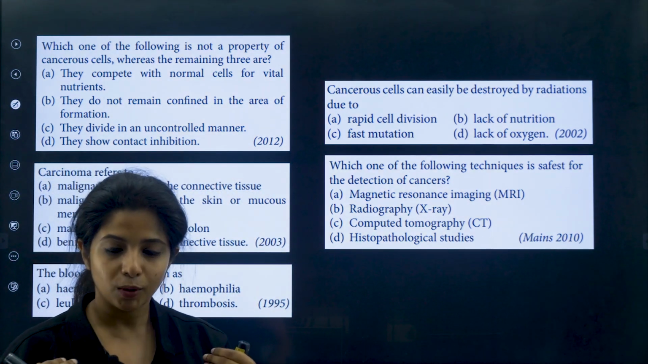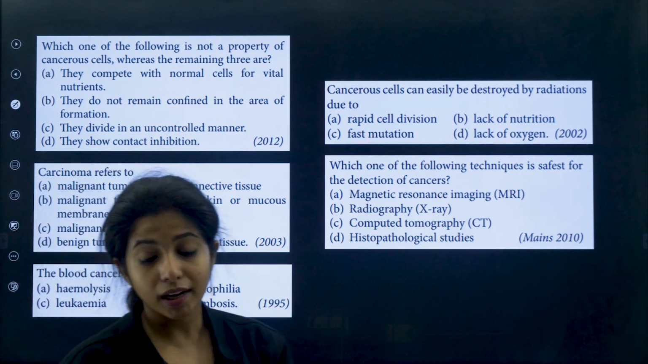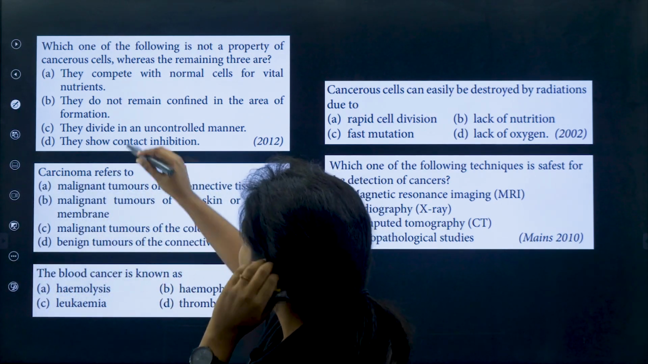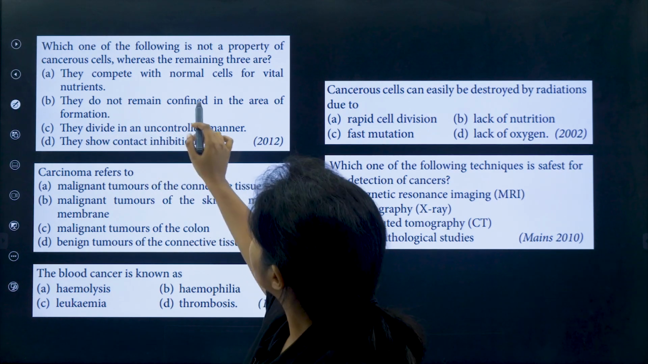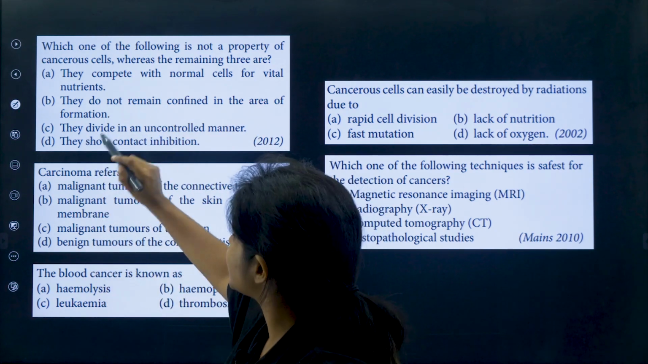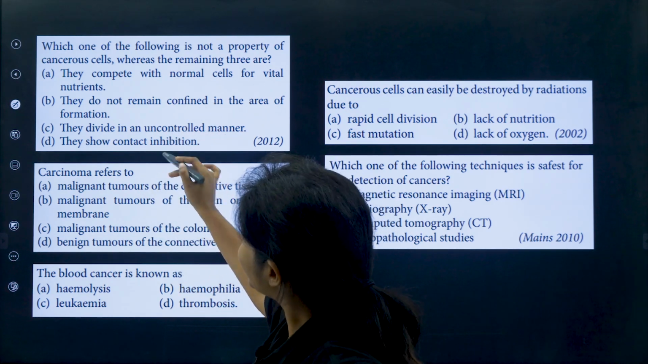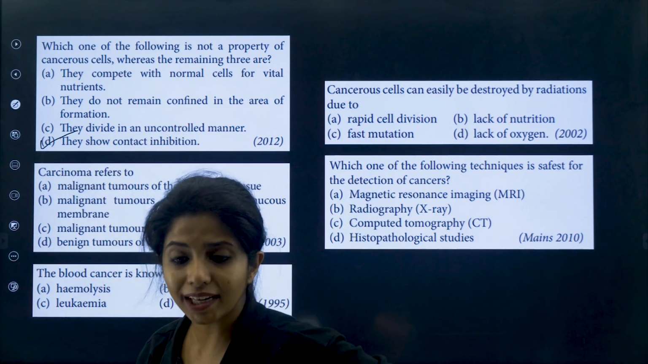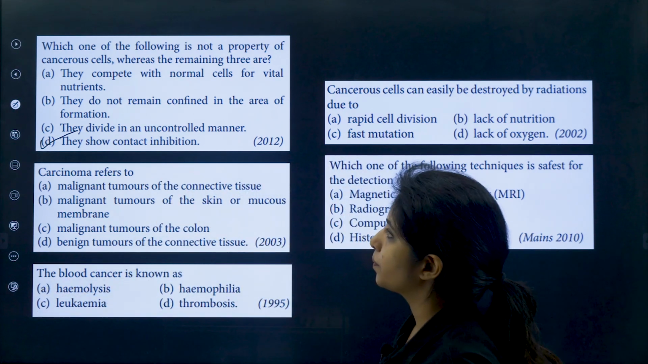and then listen to me. Now which one of the following is not the property of cancerous cells, whereas the remaining 3 are? So they are asking you which is not the property of cancer cell. They compete with normal cells for vital nutrients. They definitely do. They do not remain confined in the area of formation. No, they do not. Exactly. They do metastasis. They divide in an uncontrolled manner. Exactly. They show contact inhibition. Totally wrong. Do they show contact inhibition? Do they stop when other cell is there? No. So basically that's wrong.